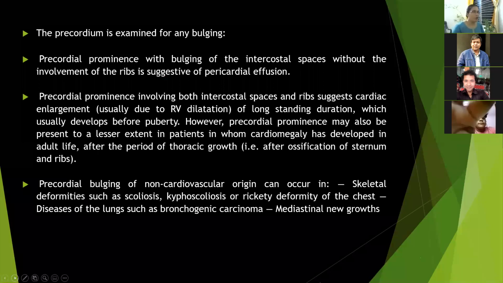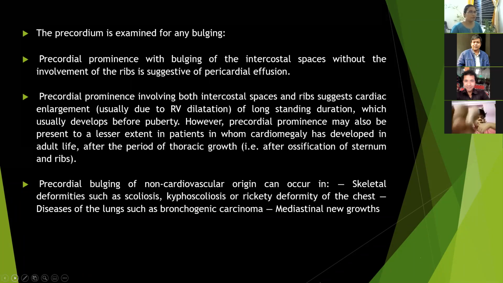Now you examine the precordium for any bulging. Bulging can be of these types. That is, there may be bulging of only the intercostal spaces without the involvement of the ribs. This is suggestive of pericardial effusion.